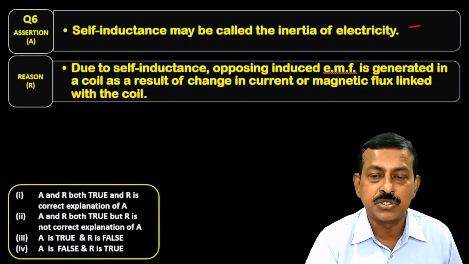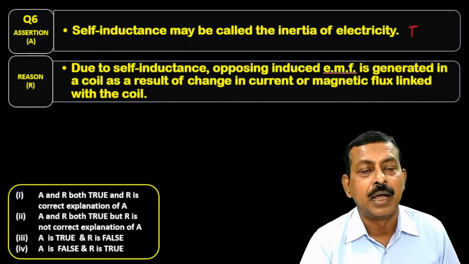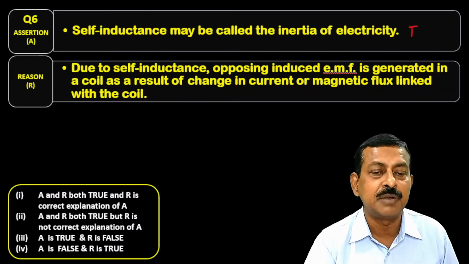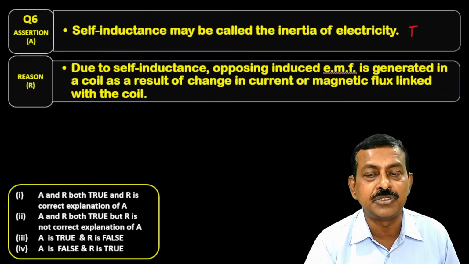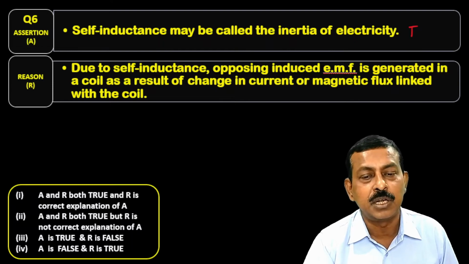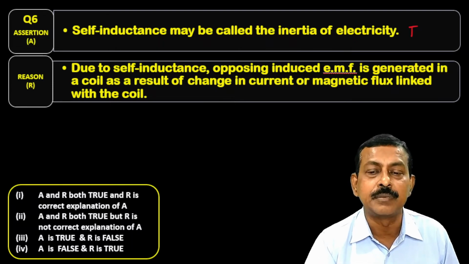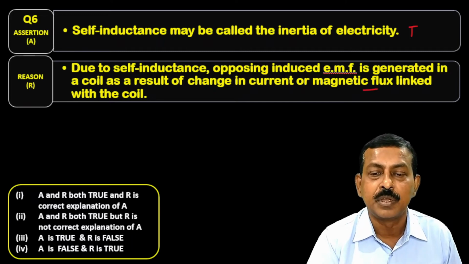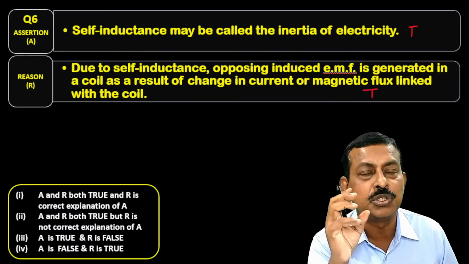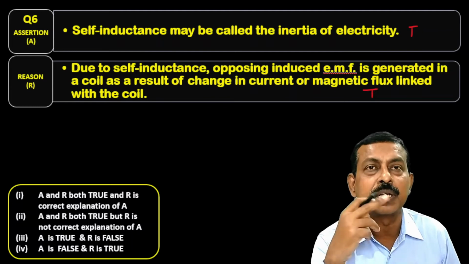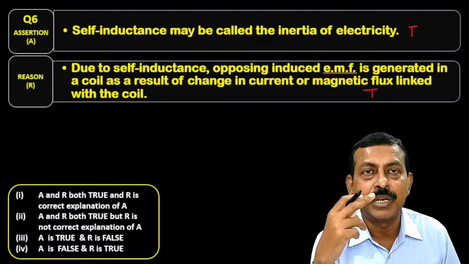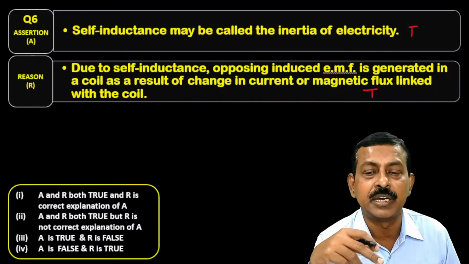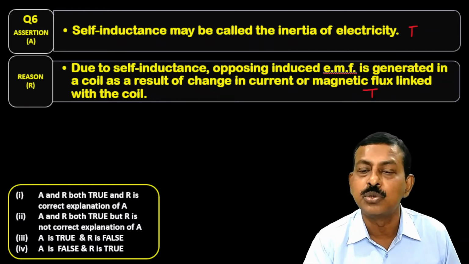So this is true. And the reason: due to the self-inductance, opposing induced e.m.f is generated in a coil as a result of change in current or magnetic flux linked with the coil. So this is also true, because there will be e.m.f induced in a coil whenever there is a change of the current associated with it, or whenever there is a change of the magnetic flux linked with it. So this is also true.